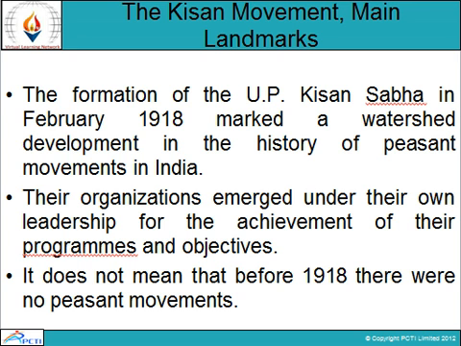Next is the Kisan movement, main landmarks. The formation of the UP Kisan Sabha in February 1918 marked a watershed development in the history of peasant movement in India. Their organizations emerged under their own leadership for the achievement of their programs and objectives. It does not mean that before 1918 there were no peasant movements.